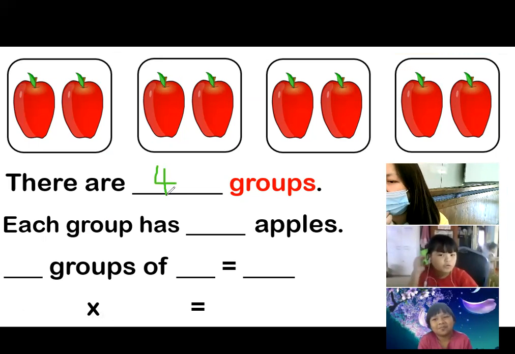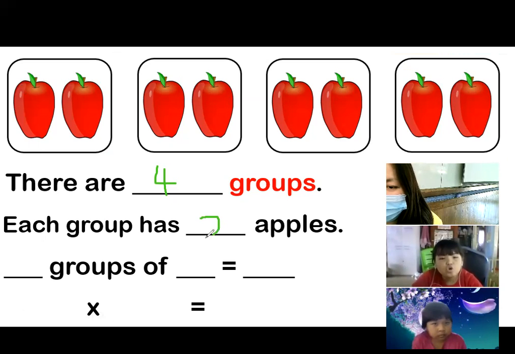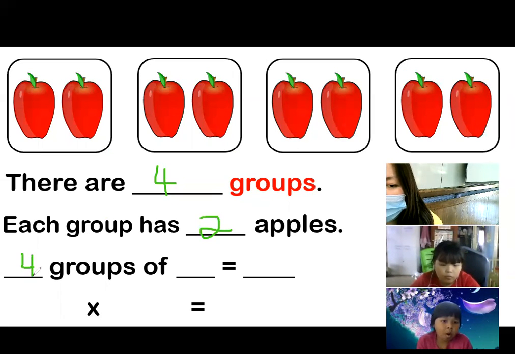Okay, Nurse. How many groups of apples are there? 4. Okay, very good. So there are 4 groups of apples. Each group has how many apples? 2. Very good. How many groups again? 4. So we write there 4 groups of 2 apples.